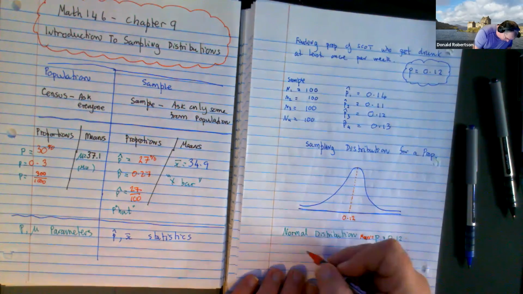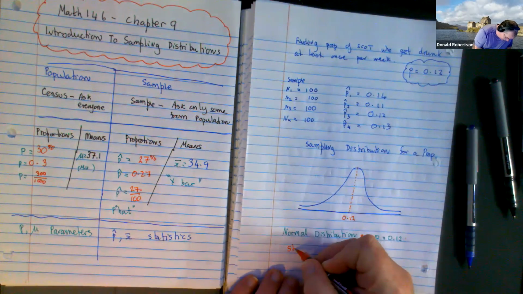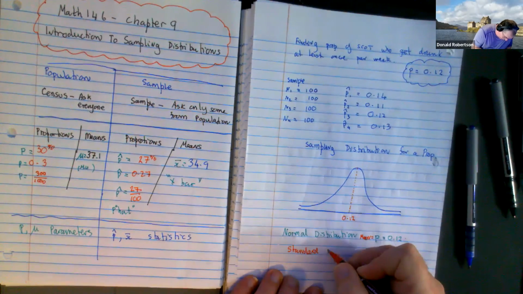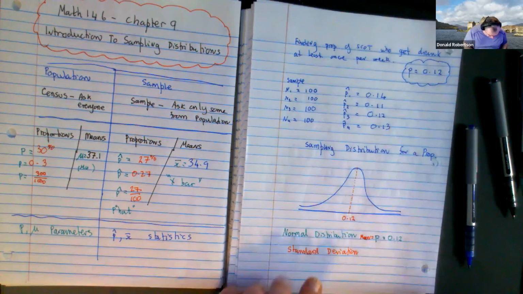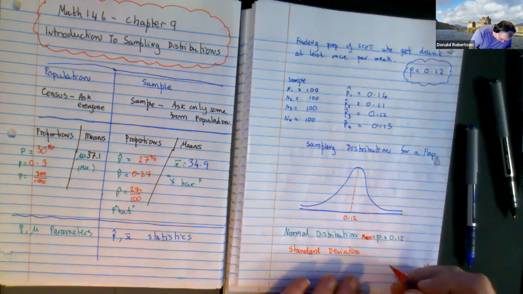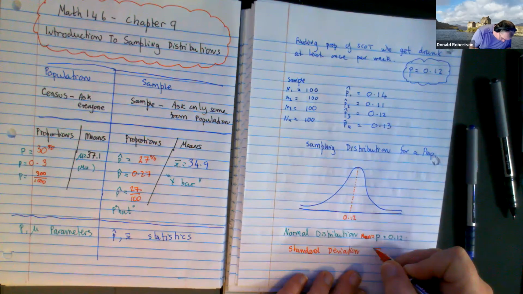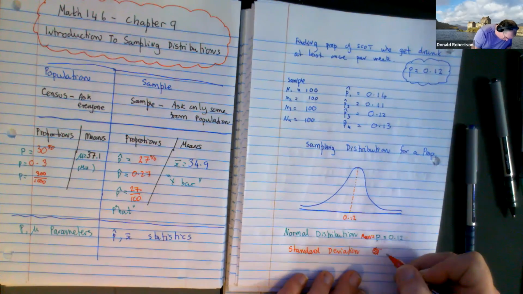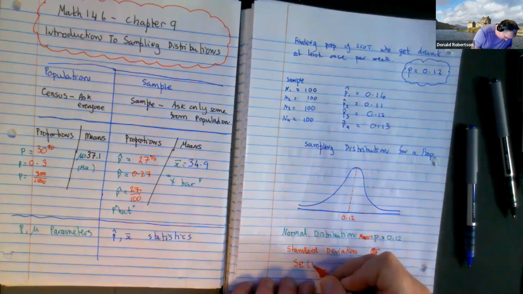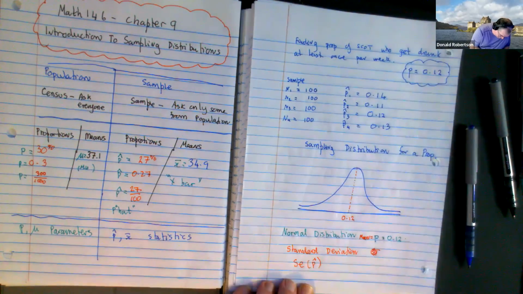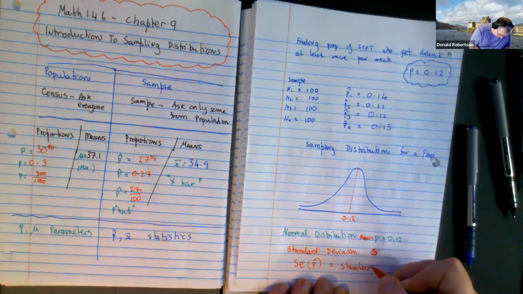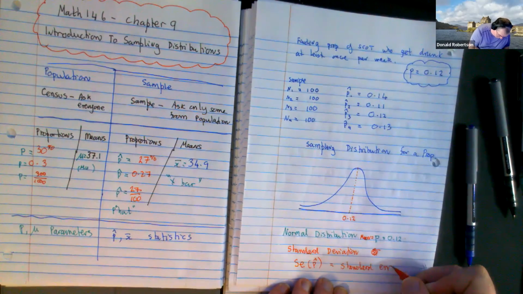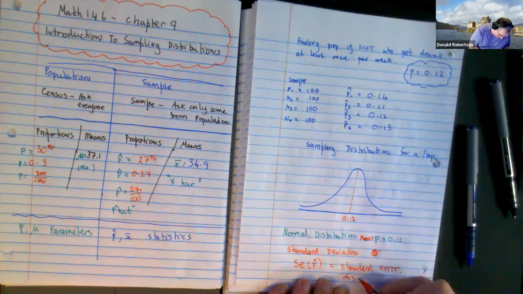Less obvious is the standard deviation of the sampling distribution. And the standard deviation, well, it's got tons of names. Which one will I use? I'll use the one that's most common, SE of p-hat. And that is the standard error of the sampling distribution.